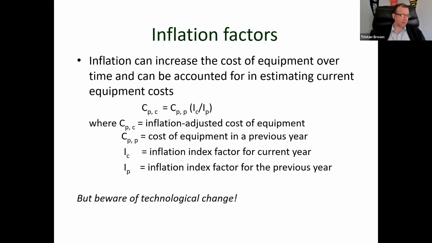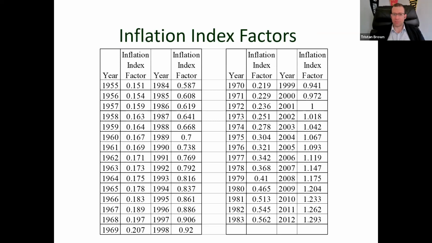That said, this is not as simple as just using the inflation that we read about in the news, right? And so I say, beware of technological change. What I mean by that is monetary inflation tends to constantly increase, and this is what's known as the Consumer Price Index. It's published by the federal government, and you can find inflation indexes going back decades, which is fine for monetary inflation, but technological change is not going to apply.